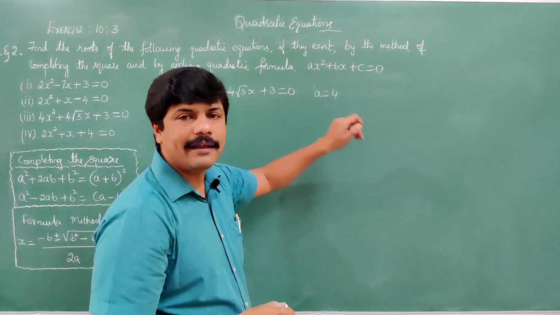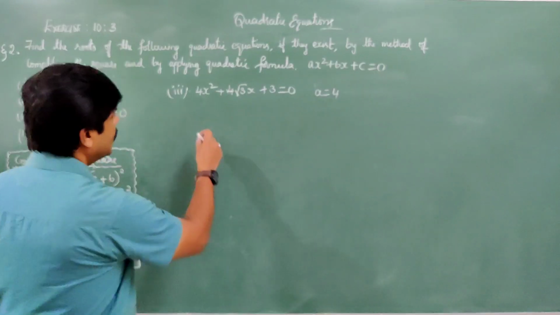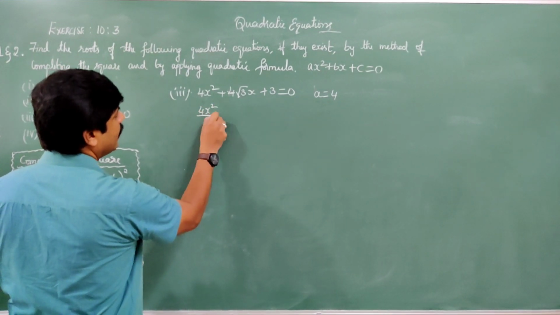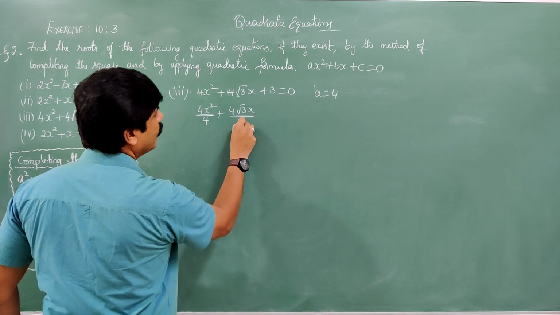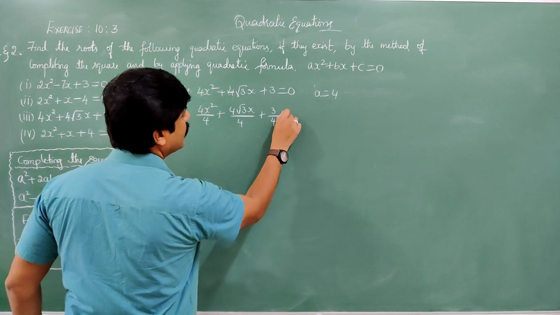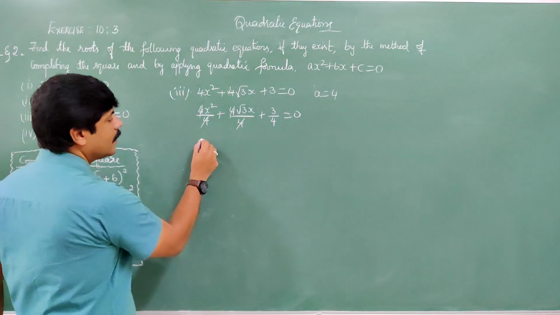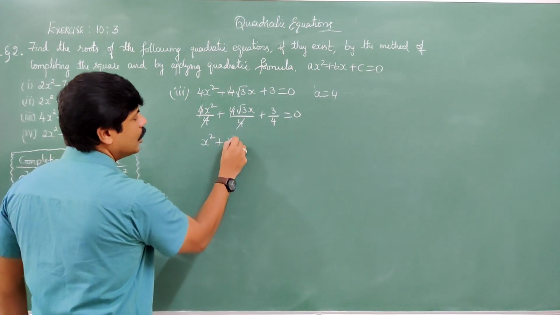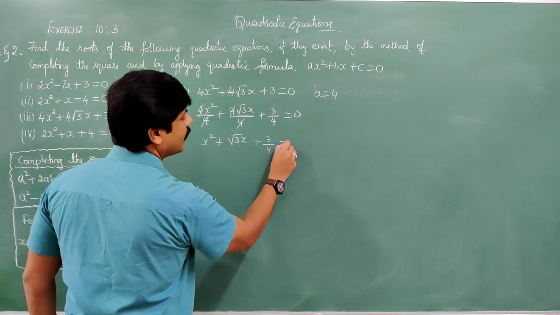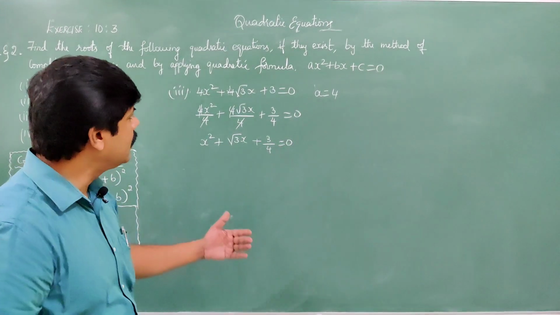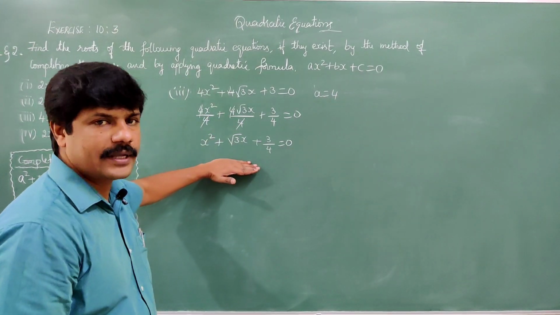After getting a equals 4, what are you going to do? You have to divide the whole equation by 4, so that 4x square by 4 plus 4 root 3 x by 4 plus 3 by 4 is equal to 0. 4 gets cancelled here, and here also 4 gets cancelled. Remaining is x square plus root 3 x plus 3 by 4 equals 0. After dividing throughout by a, which is nothing but 4, you will get this. This is the first step.